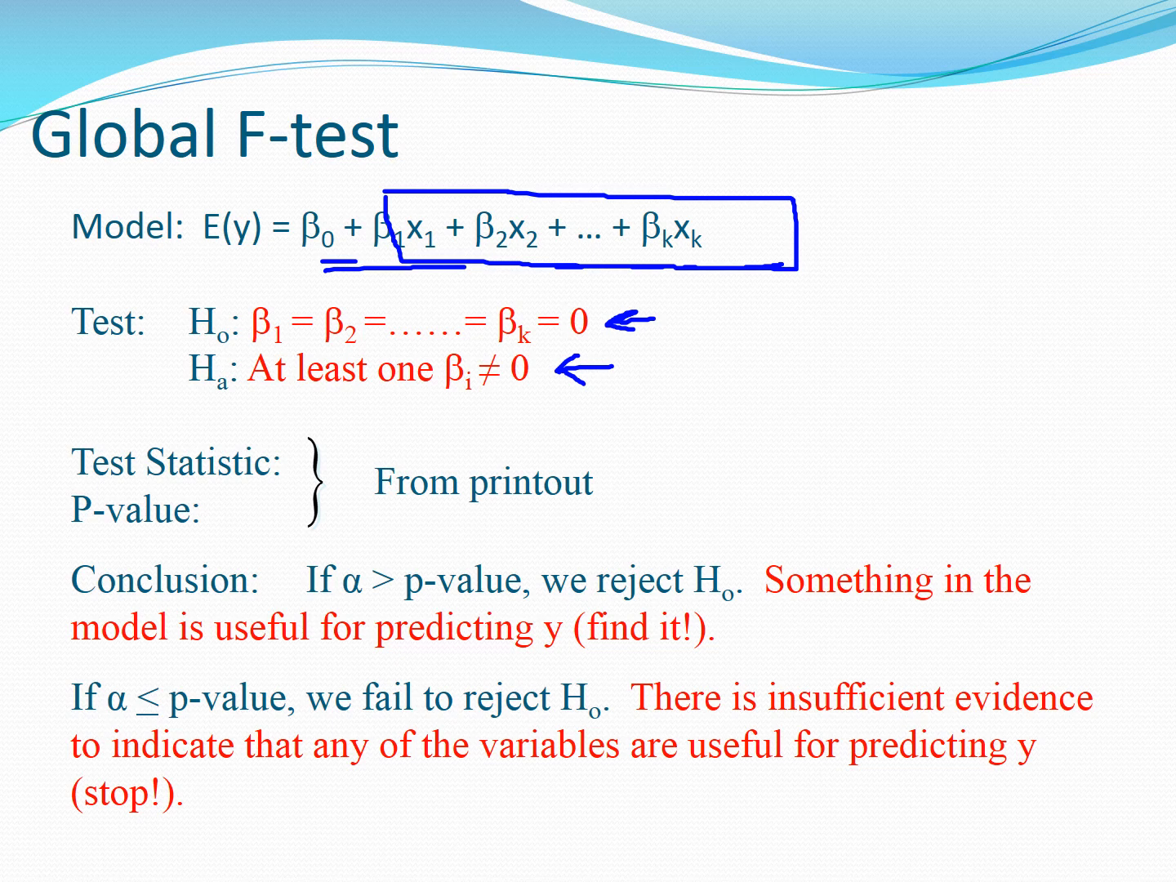What does that mean in the context of this particular test? If we reject H naught, there's sufficient evidence to indicate at least one beta is not equal to 0. Something in the model is useful for predicting Y. And you see in parentheses there with the giant exclamation point: find it. That's our next step. Again, we're not going to go there in this video, but that's our next step. Find it. What is it?